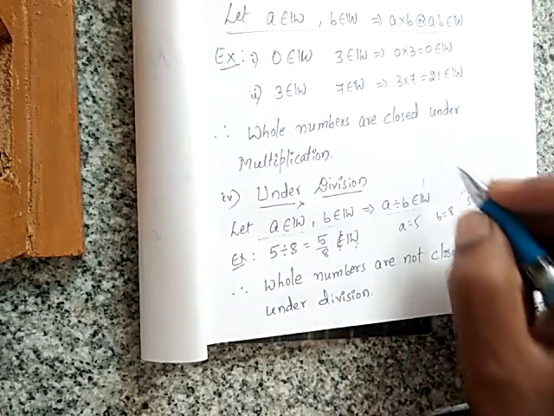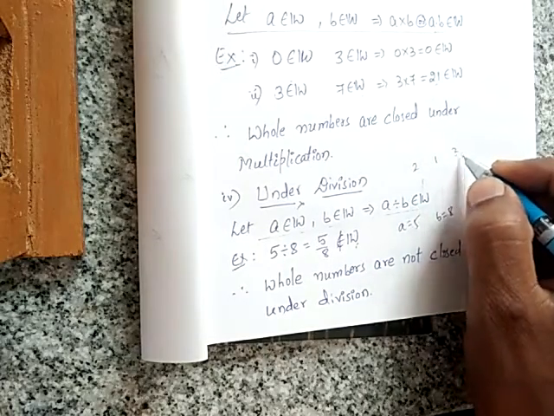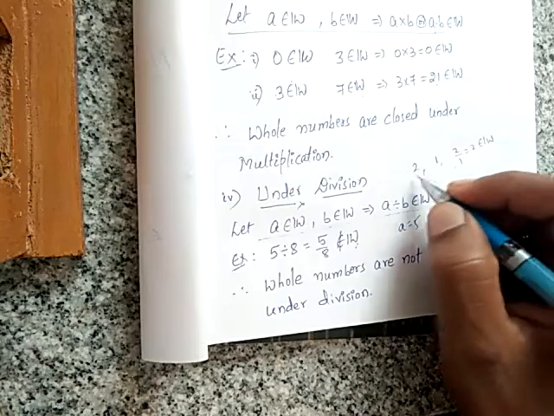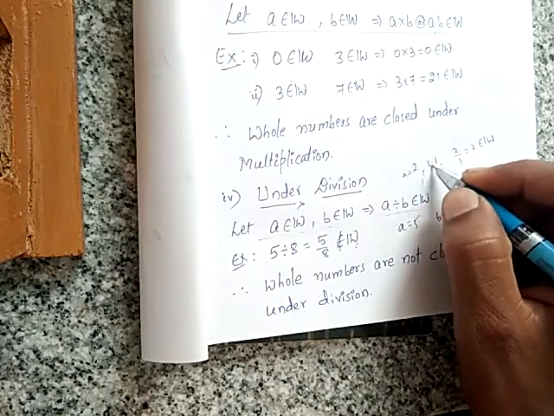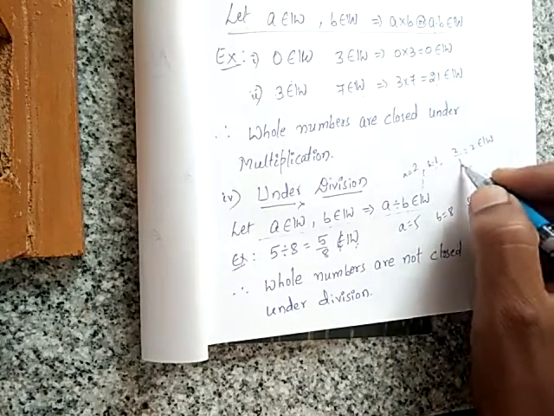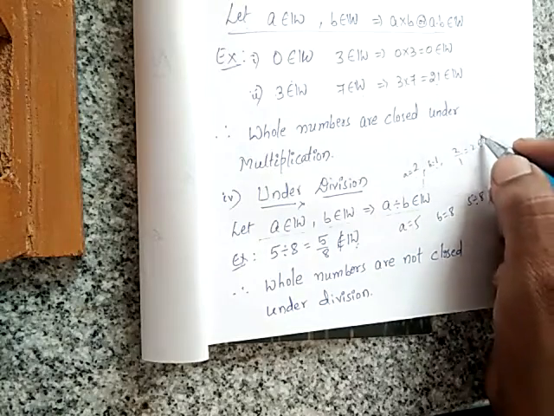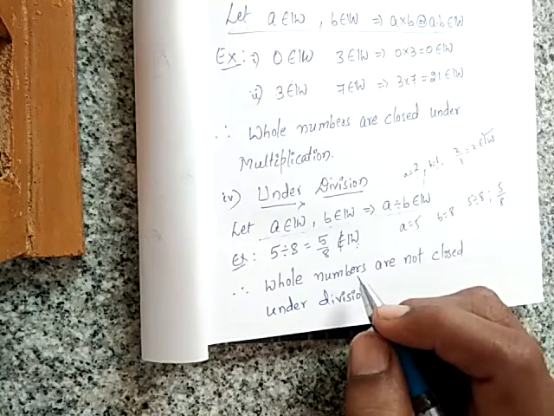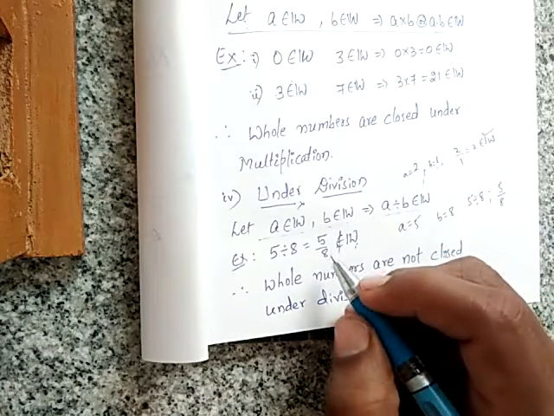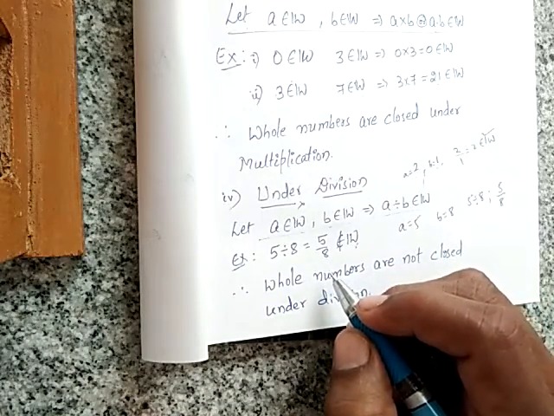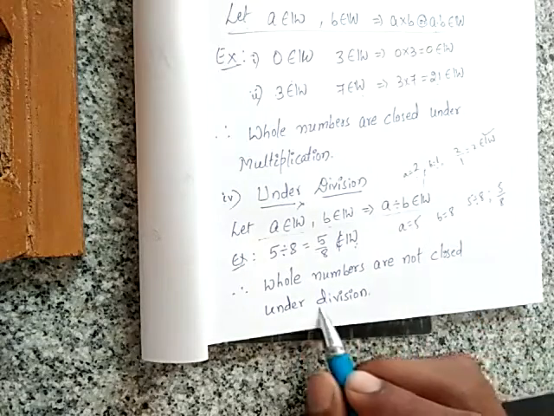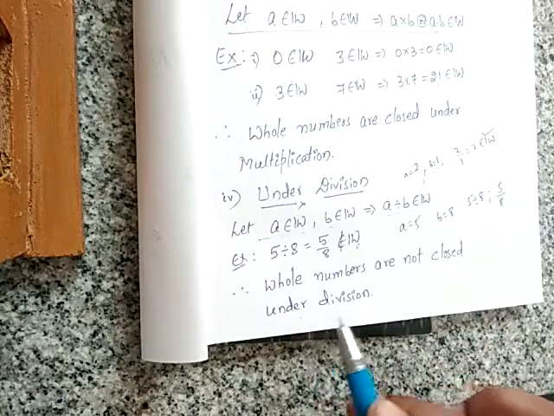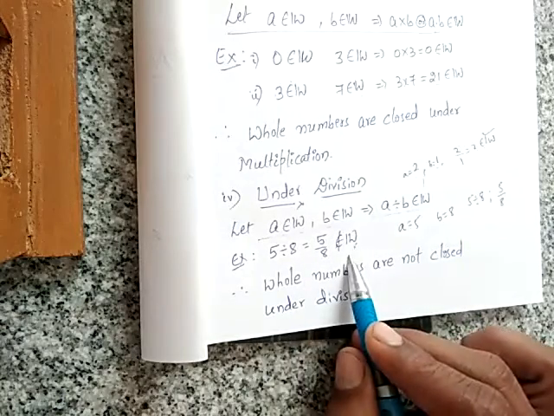So don't take like this. Okay, 2 and 1 and 2 by 1. So it is 2. 2 belongs to W. If you take like this, A is equal to 2, B is equal to 1, 2 whole numbers, and 2 by 1, that is 2. 2 belongs to W, here you should not conclude. Okay, you have to verify all the numbers. If any one example you give is not satisfying, then you can conclude that whole numbers are not closed under division. Here I have concluded whole numbers are not closed under division because of this example.